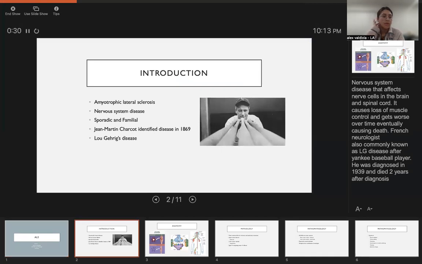So ALS actually stands for amyotrophic lateral sclerosis. It is a nervous system disease that affects the nerve cells in the brain and spinal cord. It causes loss of muscle control and gets worse over time, eventually causing death. There are two types, sporadic and familial.